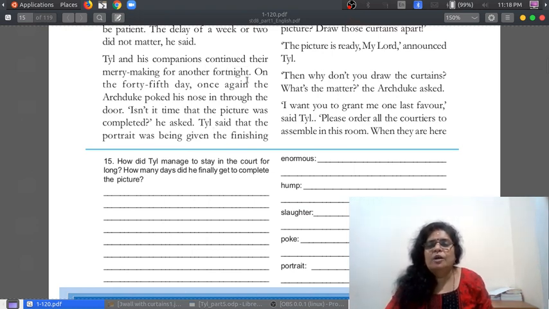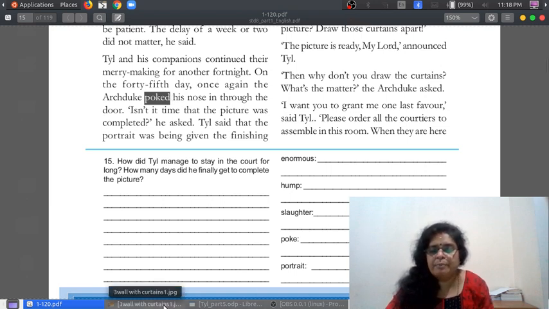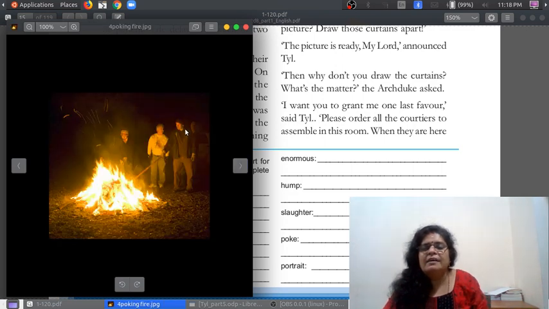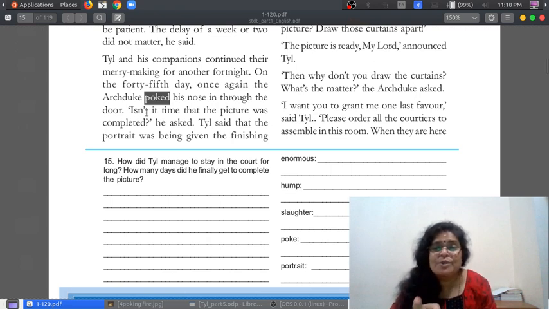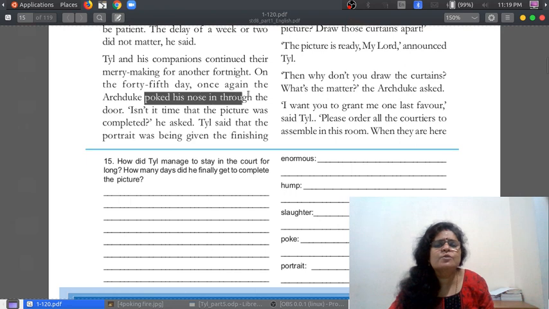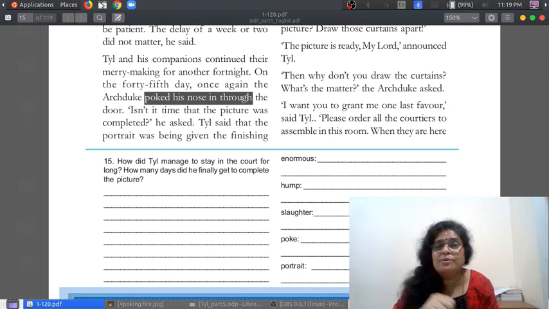Okay. On the 45th day, once again the Archduke poked his nose in through the door. What did he poke? His nose? I will show you a picture, then you can understand. This man is poking this fire with a stick. Poking the fire. What do you mean poking the fire? Yes, poking the fire. Here, Archduke is poking his nose through the door. What does it mean, poked his nose through the door? That again is a phrase. Don't you remember? Thrust his nose into the door. Like that. Poked his nose in.